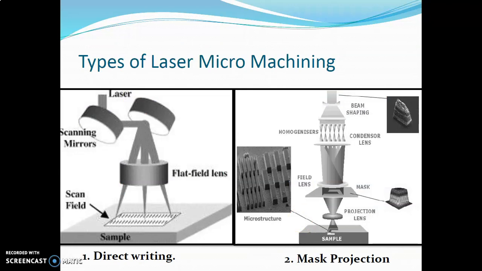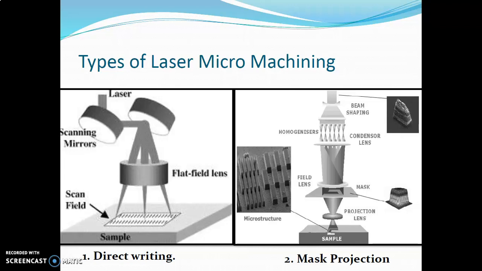Basically two types of laser micro machining method are used. First is direct writing and second is mask projection. So here we have different systems, and those systems are basically based on the laser transfer from the origin to the workpiece.